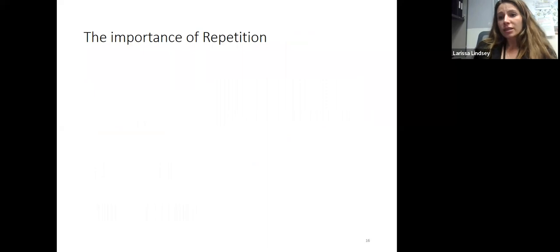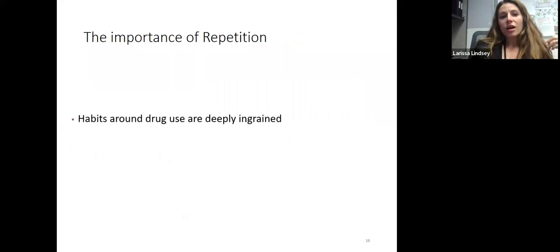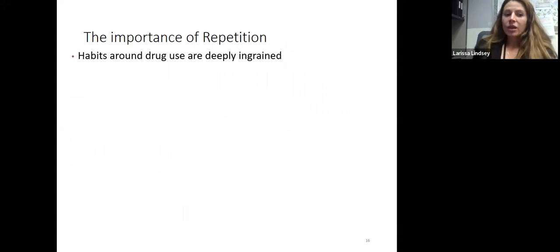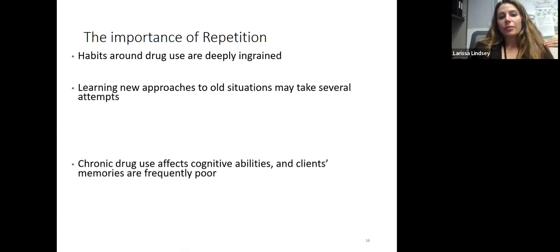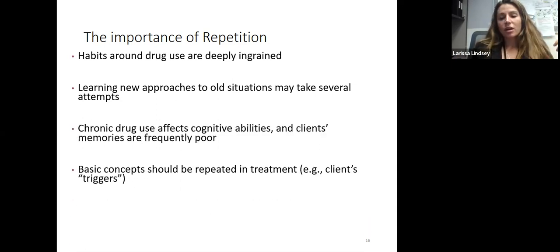So a couple of things that are really important to CBT. Number one is repetition. Recognizing that behaviors are based on habits. Habits are deeply ingrained. They are really hard to change. No matter who you are, what walk of life you're coming from, making a behavior change takes a lot of intention and effort and trial and error. And so we will repeat whole sections of sessions, whole sessions as needed.